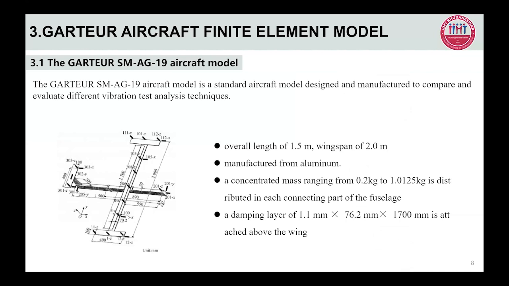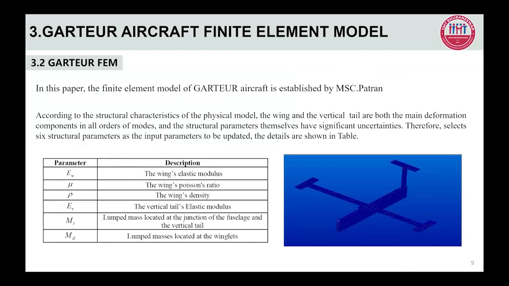The Garteur aircraft model is a standard aircraft model designed and manufactured to compare and evaluate different variable test analysis techniques. In this paper, the finite element model of the Garteur aircraft is established by pattern. According to the structural characteristics of the physical model, the wing and the vertical tail are both the main deformation components in all orders of models, and the structural parameters themselves have significant uncertainties. Therefore, select 6 structural parameters as the input parameters to be updated.